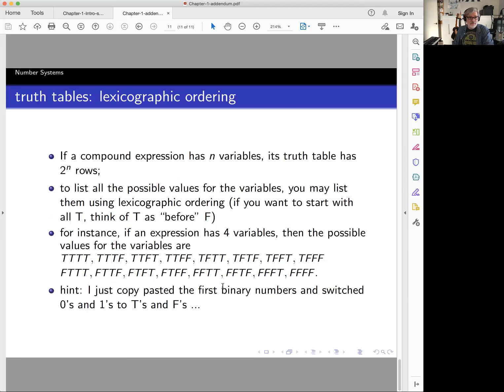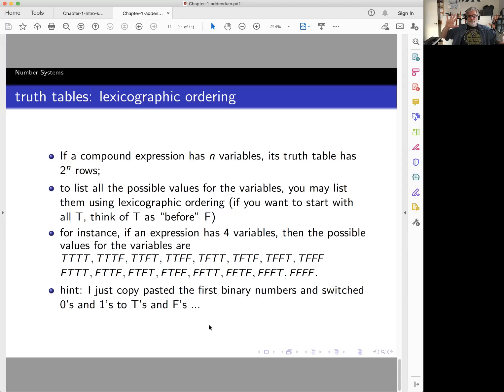And the last thing I wanted to say is for truth tables, that was one of the main points of this whole thing: if you have a compound expression with n variables, then the truth table will have 2 to the power n rows. So when I said that the algorithm to check by building tables is not efficient, it comes from this exponentiation here. That's the reason.